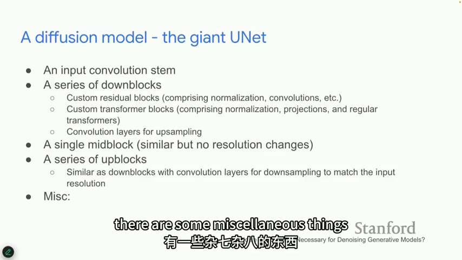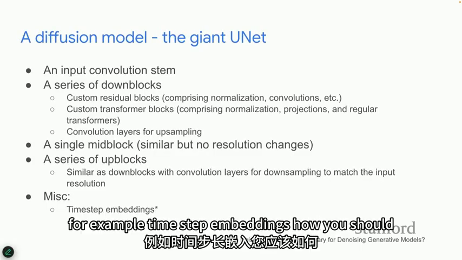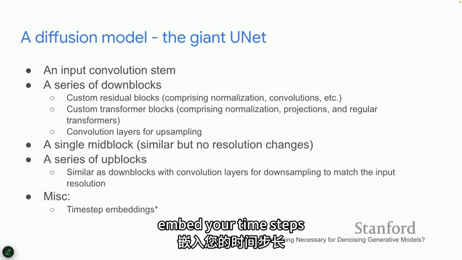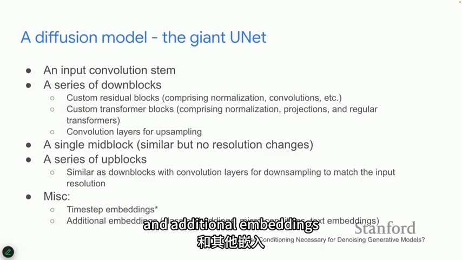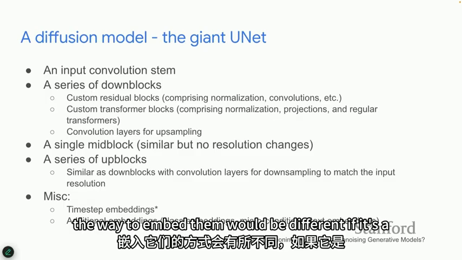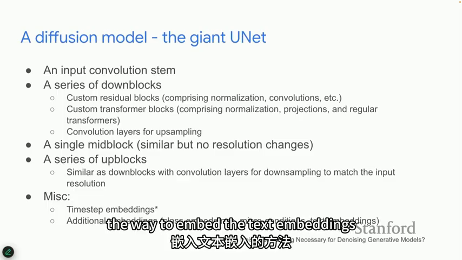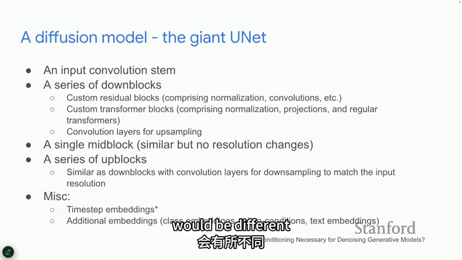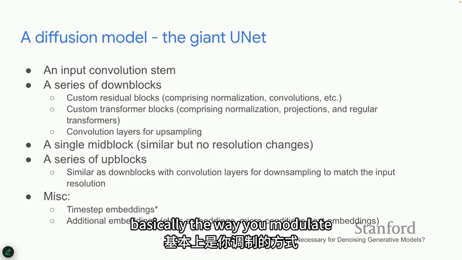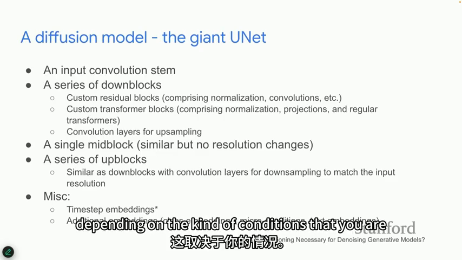So yeah, and there are some miscellaneous things that you should worry about. For example, time step embeddings, how you should embed your time steps, and additional embeddings. For example, if it's a class conditional model, the way to embed them would be different. If it's a text to image model, the way to embed the text embeddings would be different. Basically, the way you modulate all your conditional embeddings will change depending on the kind of conditions that you are dealing with.